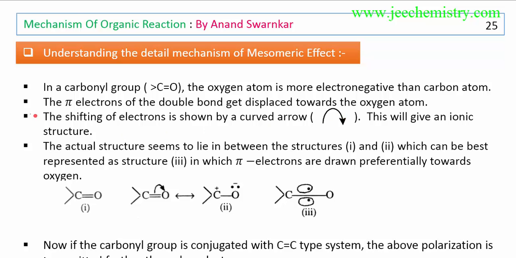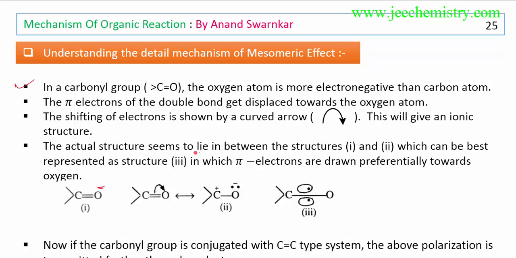Now I will read the statements one by one. In a carbonyl group, the oxygen atom is more electronegative than the carbon atom. The pi electrons of the double bond get displaced toward the oxygen atom, because oxygen is more electronegative, that's why the pi bond electrons shift towards the oxygen atom. The shifting of electrons is shown by the curved arrow. If the shifting is shown by this curved arrow, this will give the ionic structure.